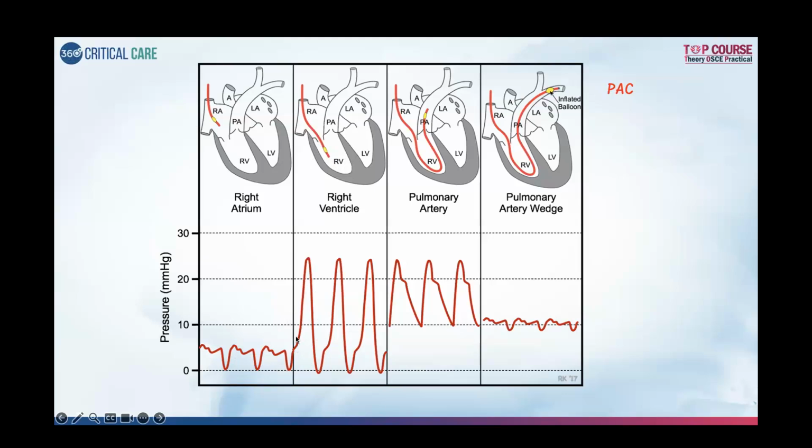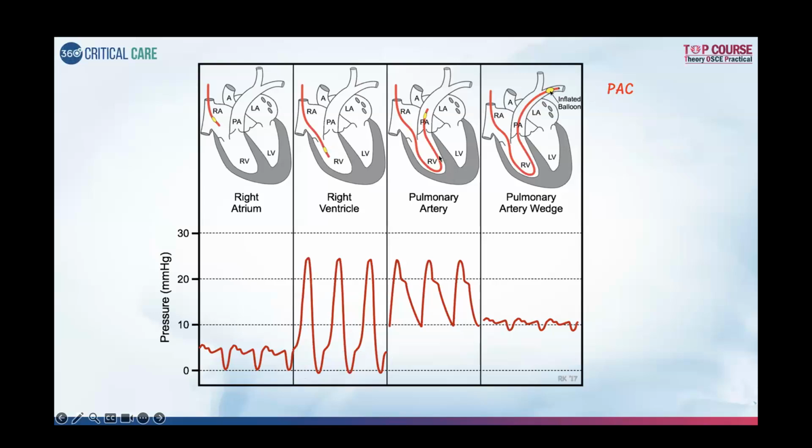The RV waveform has a systolic of somewhere between 15 to 30 if it is normal. But the most important thing to note is that the diastolic is 0. So diastolic pressure in the RV is 0. That's the hallmark of saying that the catheter is in the RV.